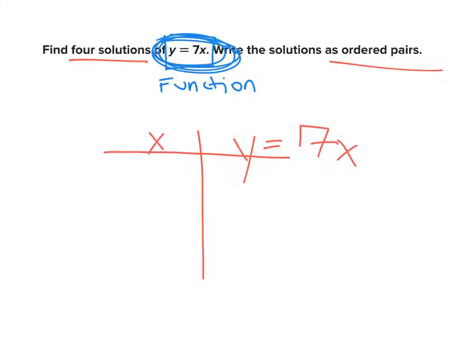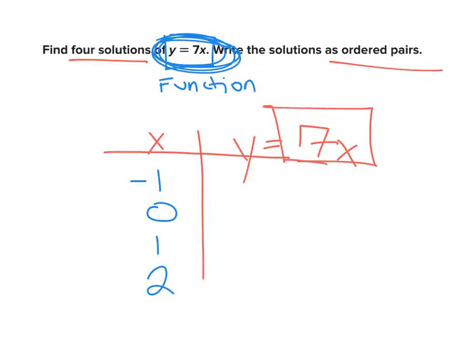So I'm going to choose 4 values for x. Now to keep it consistent, we're going to choose the same 4 values every time, but you could pick other numbers just as easily. So I'm always going to choose -1, 0, 1, and 2. Those are my sample values for x, and the reason I chose 4 is because we're asked to find 4 solutions. So my y value equals 7 times my x.